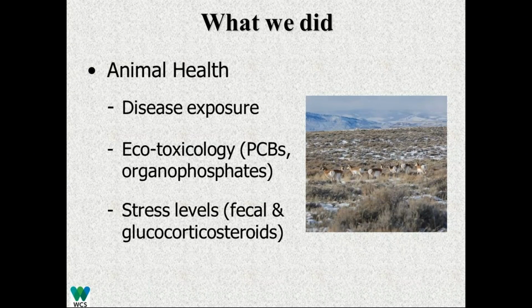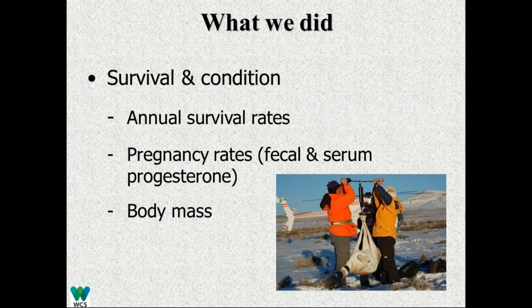So what we did is take a holistic approach to looking at the impacts to pronghorn. We compared levels of disease exposure and exposure to toxic substances such as PCBs or organophosphates between control and experimental animals. We looked at stress levels, looking at fecal glucocorticosteroids. We used fecal as opposed to serum levels because that's a better measure of chronic stress levels and longer term windows, as opposed to serum levels, which would be elevated, particularly when capturing animals from helicopters. We also modeled survival and looked at body condition. We estimated annual survival rates in program MARK, which I'll talk about in a second. We looked at pregnancy rates using fecal and serum progesterone.